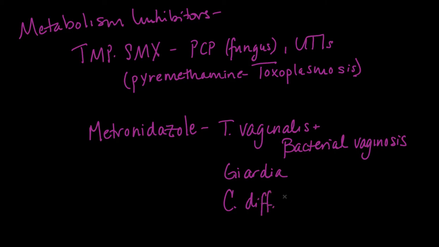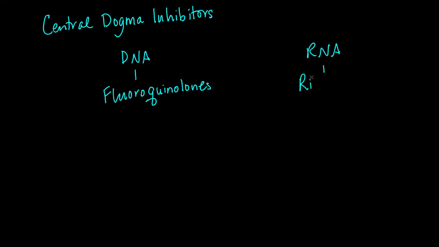Last but not least, we have what I call the central dogma inhibitors. These include the fluoroquinolones, which block DNA synthesis, and the rifamycins, which block bacterial transcription. Don't get them confused. Fluoroquinolones bind DNA gyrase topoisomerase, while RIF binds RNA polymerase. Two different enzymes, two different processes.